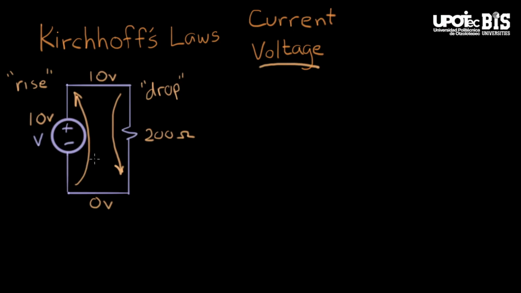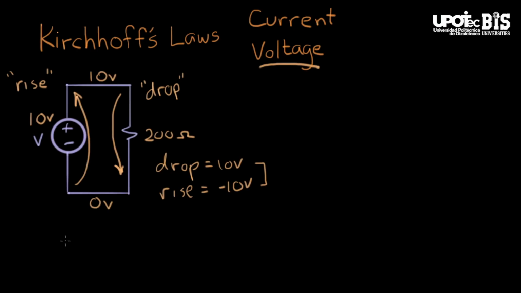Now I can make an observation about this. If I look at this voltage rise, it's 10 volts, and if I look at that voltage drop, the drop is 10 volts. I can say the drop is 10 volts, or I could say the rise on this side is minus 10 volts. A rise of minus 10. These two expressions mean exactly the same thing. It means the voltage went from 10 volts to 0 volts, going through this 200 ohm resistor.